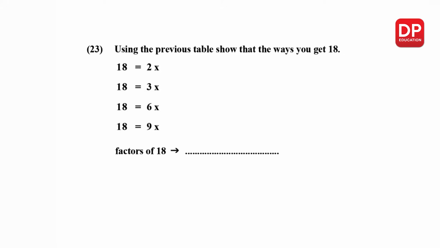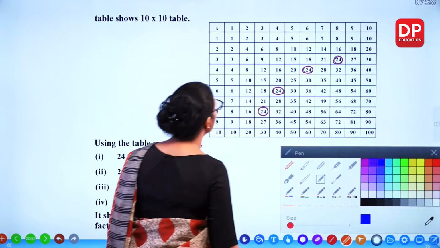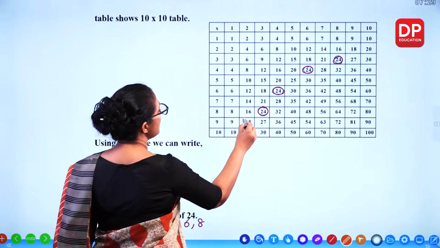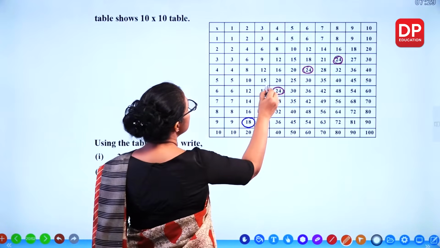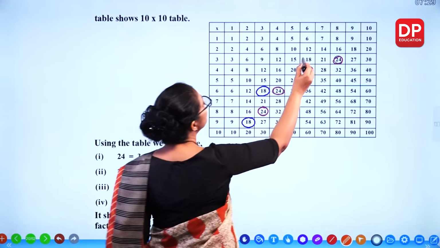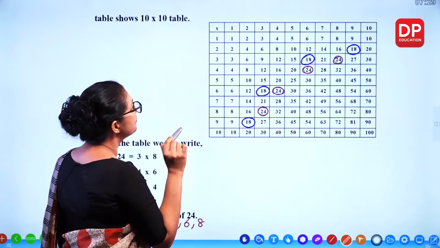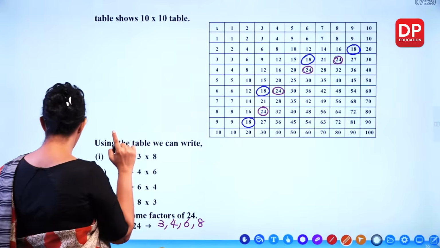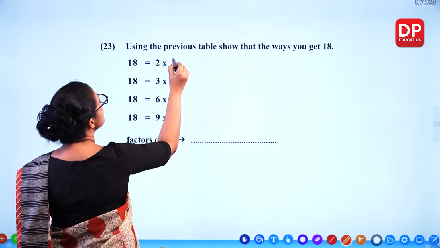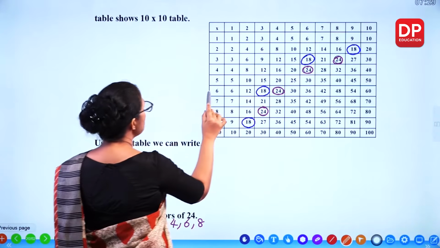Using the previous table, show the ways you get 18. So we'll look at 18 and see where you get 18. Here. 9 and 2. What else? 18 is here. 18 is here and here. That's all. So 2 times 9. Then 3 times 6.